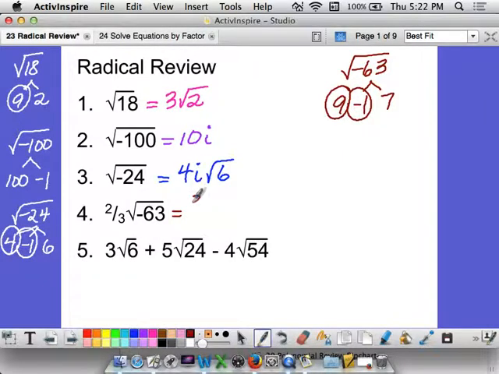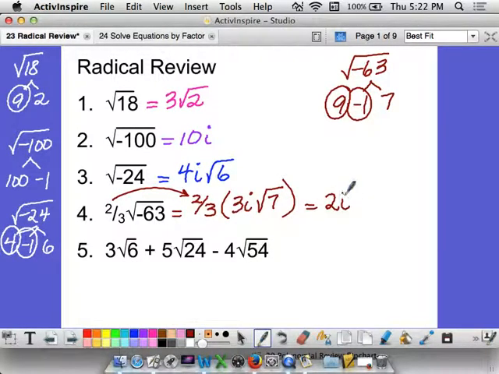So I carry over this 2/3. That just carries over. It's outside. It stays outside. Then I take the square root: 3i square roots of 7. And then you're going to multiply these two numbers outside, and actually the 3's will cancel. So my final answer is 2i square roots of 7. So this just kind of brings back breaking them down, and when you have an imaginary number or a complex number. Number 5, we're going to break down what we can.